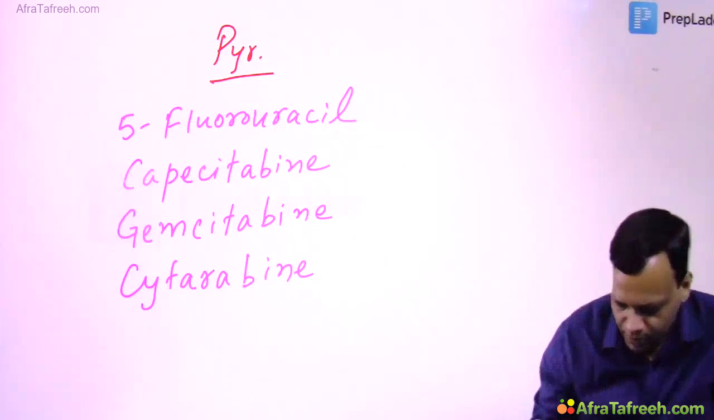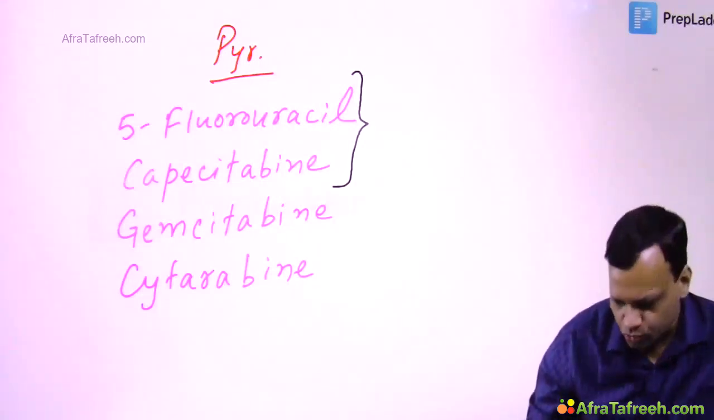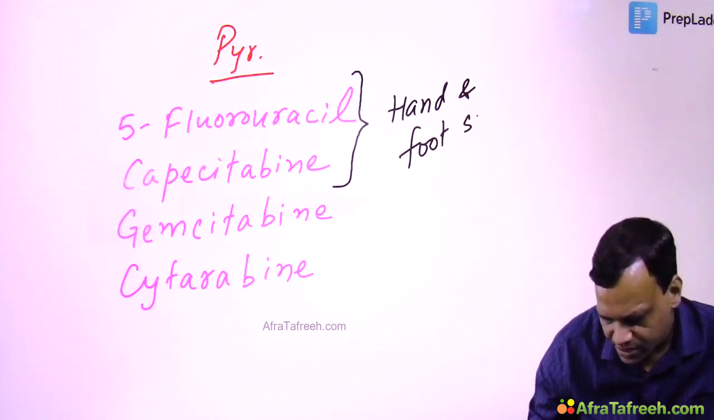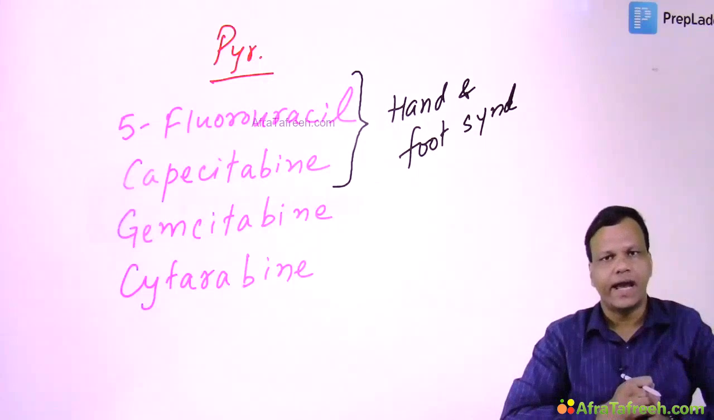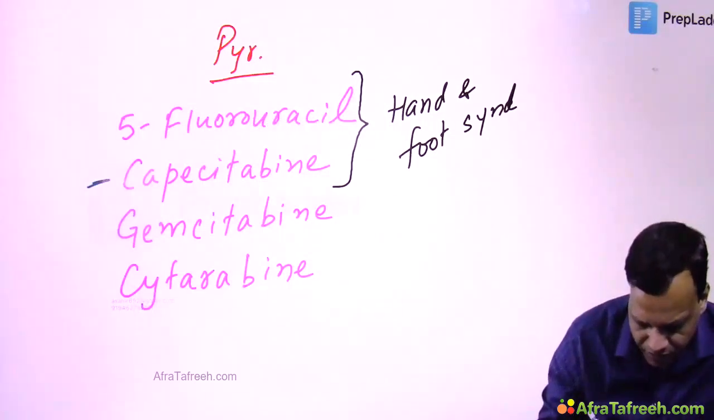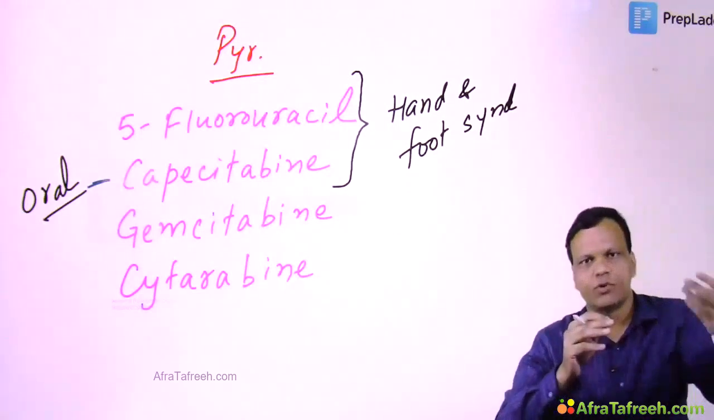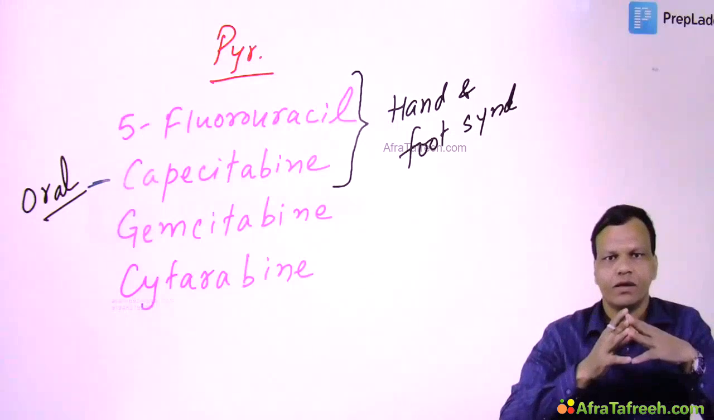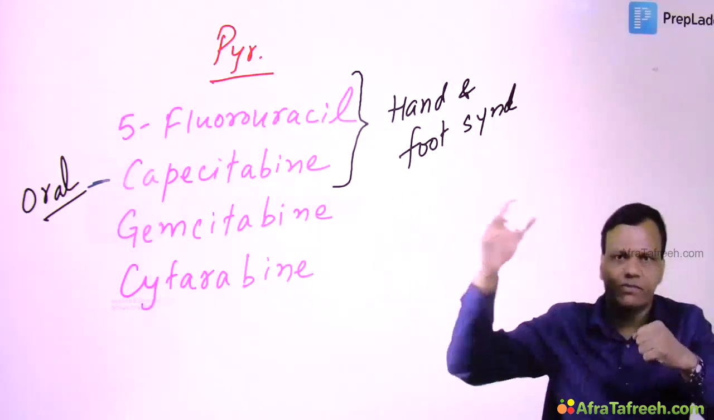The special point to remember, the first 2 drugs, 5-fluorouracil and capecitabine, are also associated with hand and foot syndrome. Very important side effect. As the name tells, there will be redness and swelling of hand and feet. Hand and foot syndrome is caused by 5-fluorouracil and capecitabine. And capecitabine can be given orally. It is actually a prodrug of 5-fluorouracil. Remember, 5-fluorouracil itself is a prodrug because it will be metabolized to form triphosphate. Then it will confuse the DNA polymerase. But capecitabine is metabolized to 5-fluorouracil, and then it will further metabolize and produce the action.